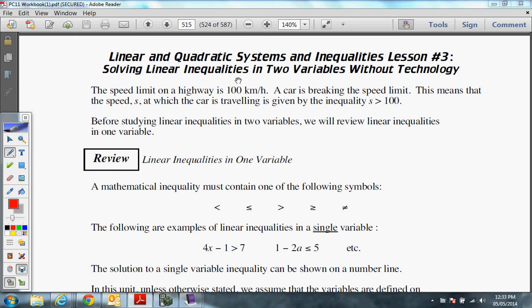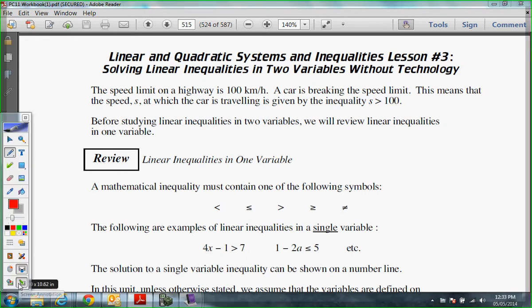But let's do a quick review, just making sure you understand your inequality signs. So these are less than, equal to. Remember, always read left to right. So these are your less thans. These are your greaters. And this is not equal.